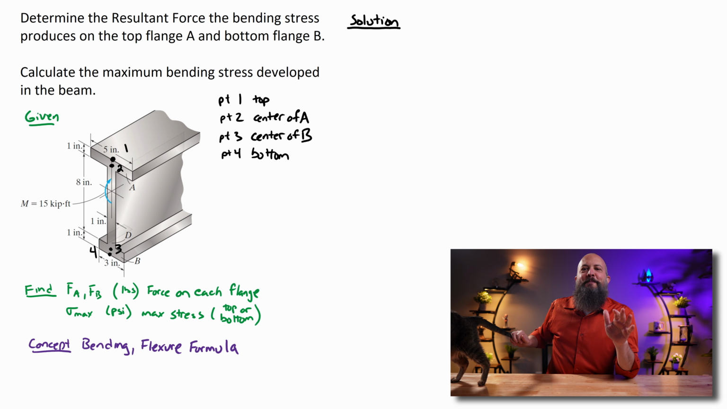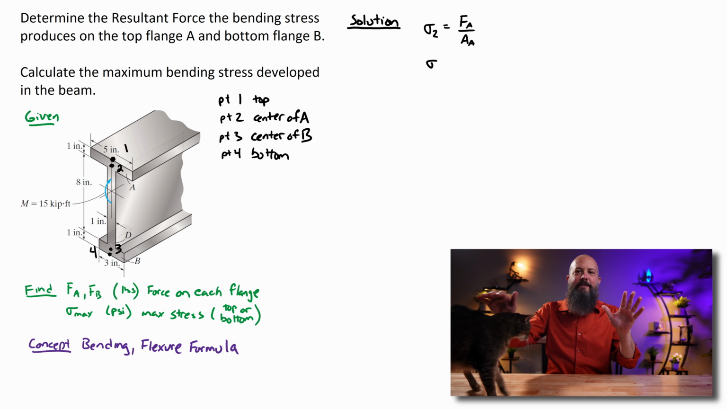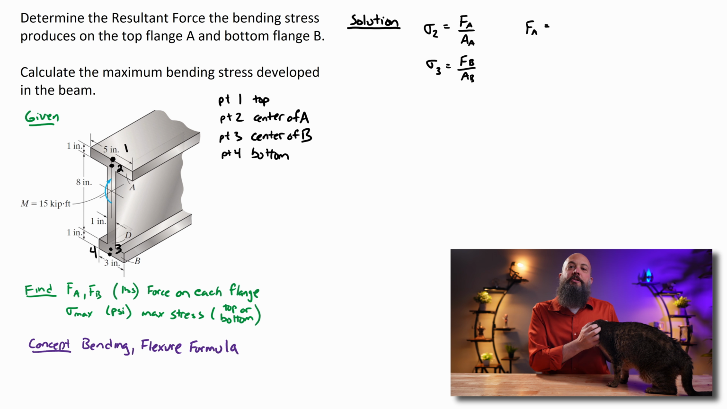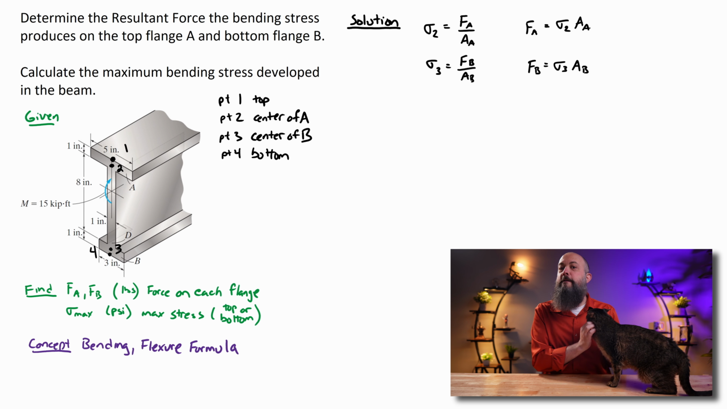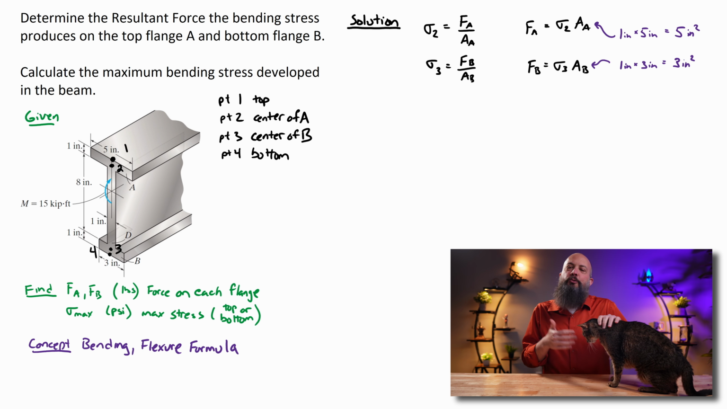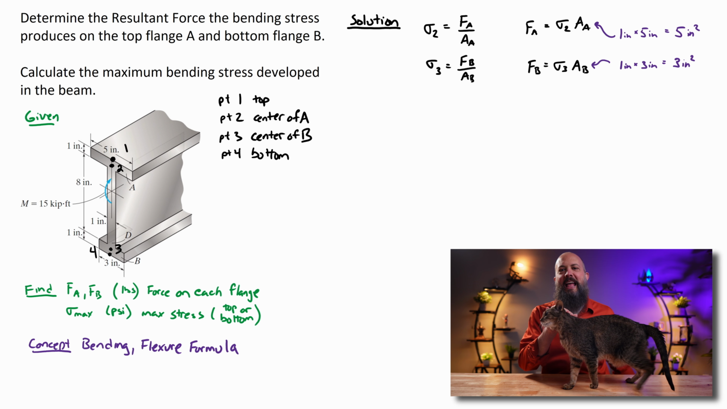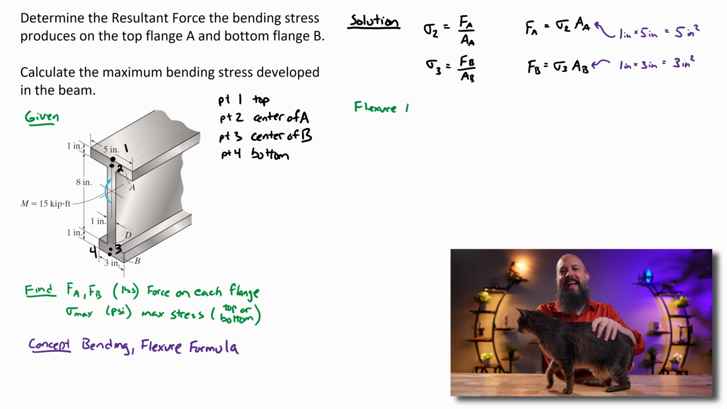All right, so start off with normal stress, right? It's just F over A. So if our final answer is going to be force, the force in each of these areas, the area is super easy. We just got 5 and 3. So we're really just trying to find the bending stress. That's going to use the flexure formula, My over I.